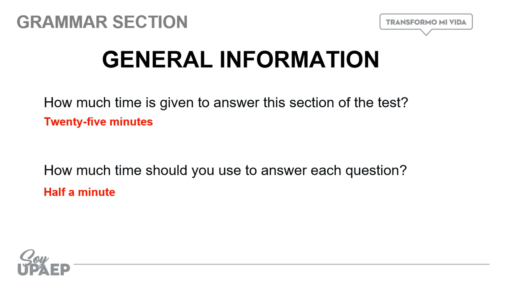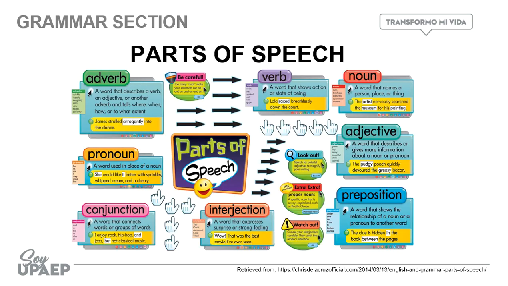Okay, so now let's review parts of speech. We know that there are 8 different parts of speech: noun, adjective, verb, adverb, pronoun, conjunction, preposition, and interjection.